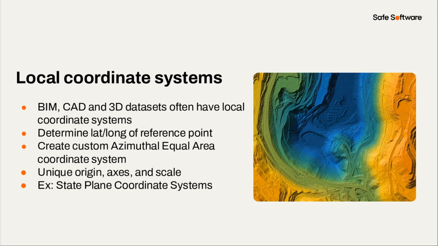And by having that local origin point, we're using this azimuthal equal area coordinate system and having a low distortion of area around that point. So I'm sure many of you are familiar with state planar coordinate systems. There's also the UTM coordinate systems and various other ones.